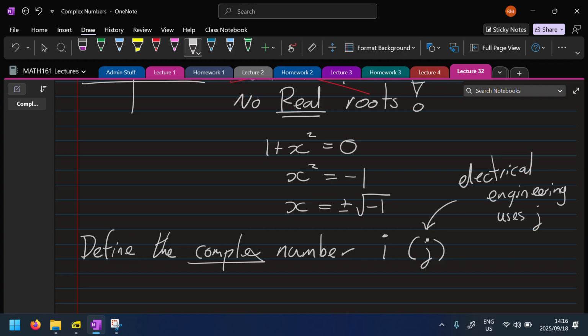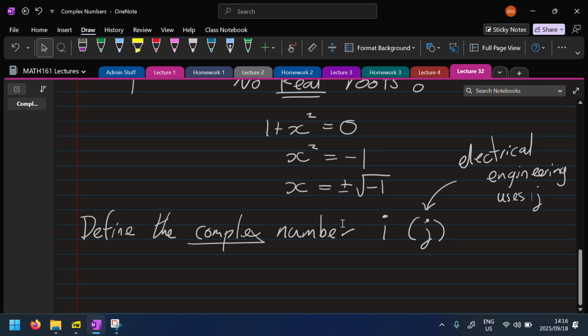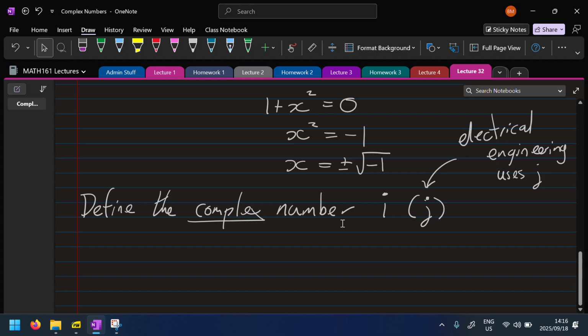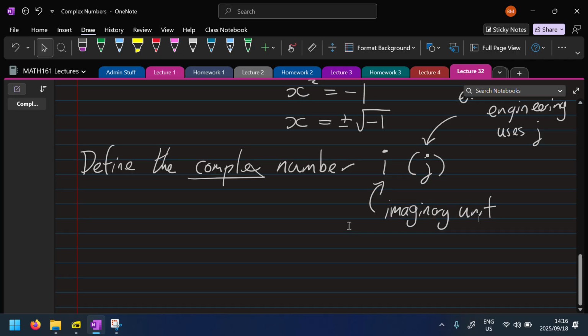Mechanical engineers, that will be up to your lecturer, whether you use I or J. But for the electrical, it's guaranteed J. The others, it depends on which lecturer you get. So we define this complex number I, which we call the imaginary unit. I for imaginary makes more sense than J.